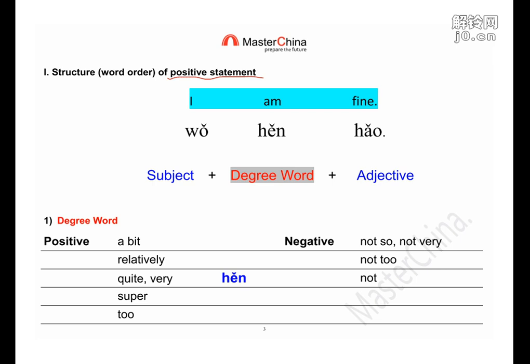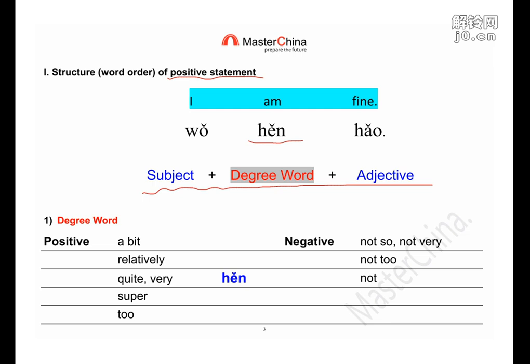So 我很好, 很 means very. So the model to explain an opinion or give a comment is subject plus degree word plus adjective. People usually wonder what the meaning of the degree word is. Honestly, this is my own creation, just to help you understand the logic of how Chinese people think.